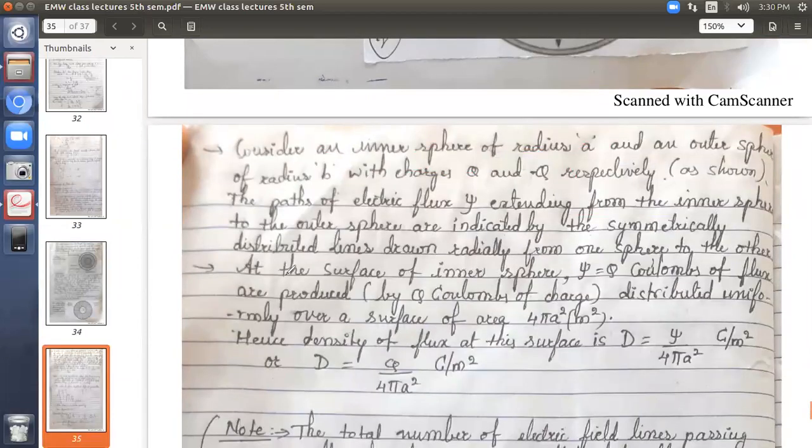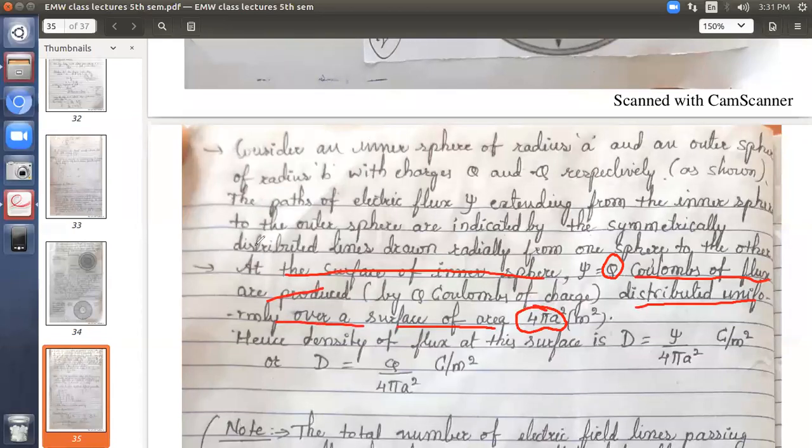Now, at the surface of the inner sphere, some charge Q coulombs it is having. It will get distributed uniformly over the sphere, and this charge will come on the outer sphere, right? And as we are considering spheres, three-dimensional balls, what is the surface area of the sphere? If you consider the inside sphere, the radius is small a, it is 4 pi r square, 4 pi a square, the area for the inner sphere.